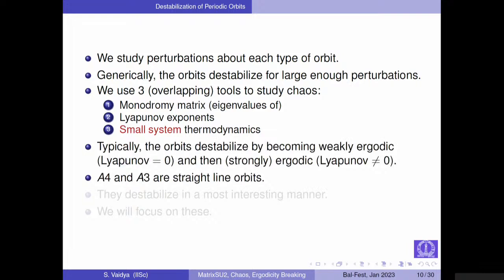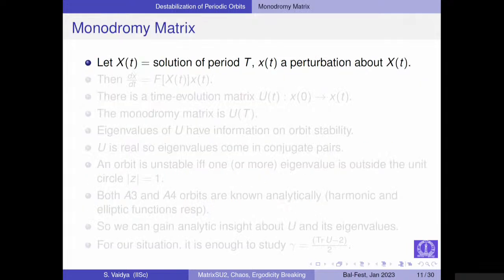I am going to focus on A4 and A3 because these have the most interesting and dramatic behavior. The other ones are interesting, but these are much more interesting. So I want to tell you only about A3 and A4 orbits. These correspond to straight line orbits. Like I said, they destabilize in a most interesting way, so I will show you what happens for A3 and A4.